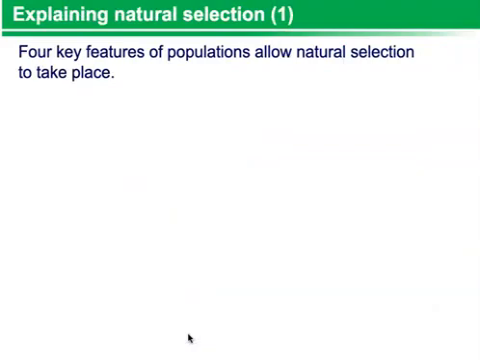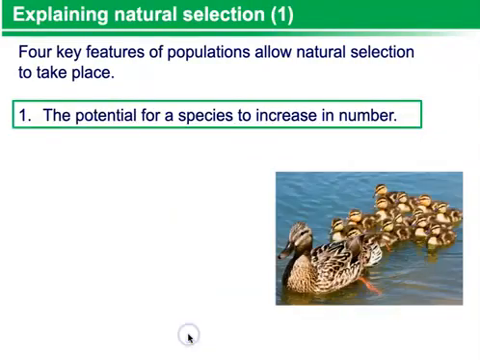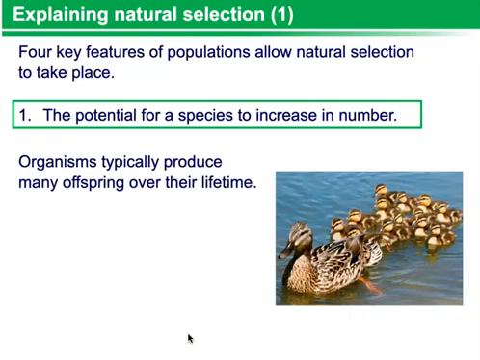There are 4 key features of populations that allow natural selection to take place. The first one is the potential for a species to increase in number. That is, those organisms that are reproducing oftentimes reproduce many offspring over their lifetime.